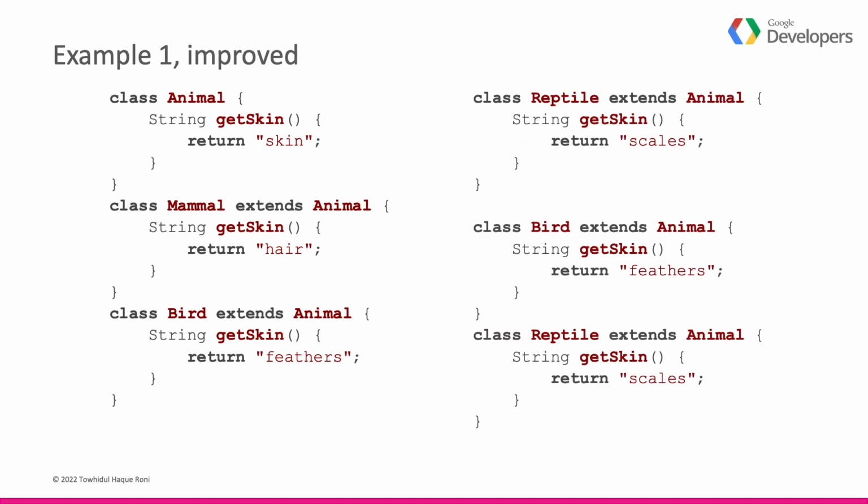Now we can see the complete refactored code. Each subclass, Mammal, Bird, and Reptile, has its own implementation of the getSkin method, returning the appropriate skin type. By utilizing subclasses, we eliminate the need for the switch statement. We now have a more extensible and maintainable code base.